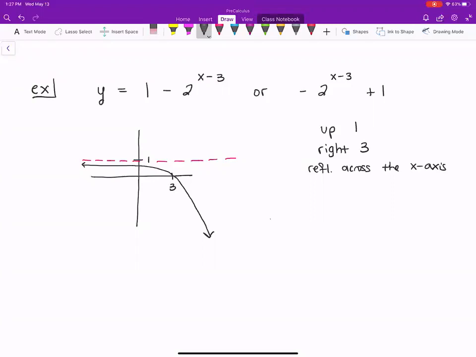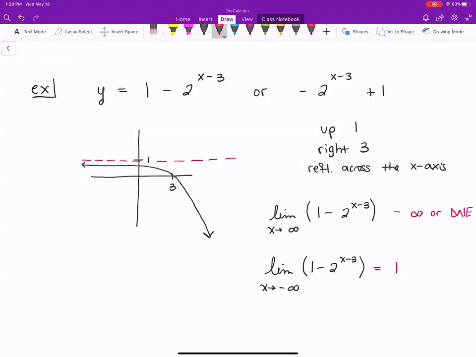And again, the reason why it's helpful to have knowledge of logs and exponentials is because I could ask you a question like, what is the limit of 1 minus 2 to the x minus 3 as x heads to infinity? In which case you could see from the graph that this would be heading towards negative infinity. Or you can always say the limit doesn't exist if you're not approaching a specific number. I could ask you, what about the limit of 1 minus 2 to the x minus 3 as x heads to negative infinity? In that case, that would be heading to a y value of 1.